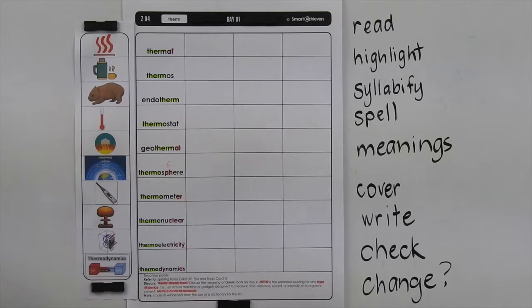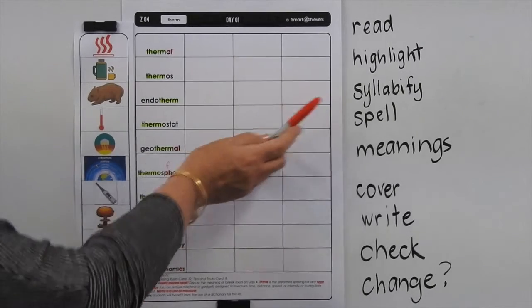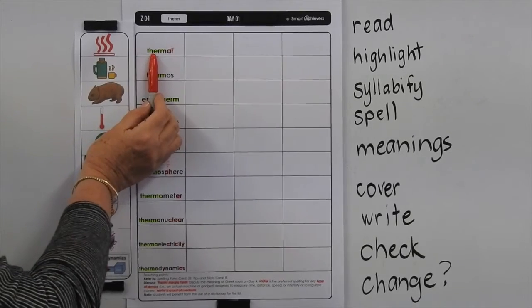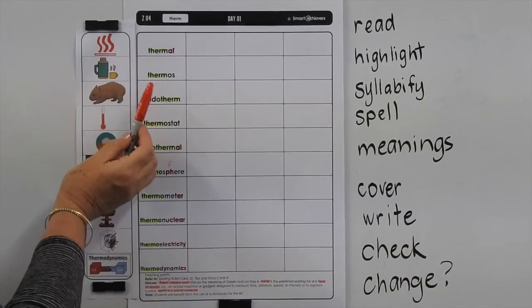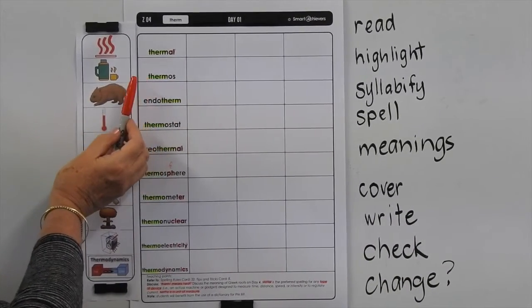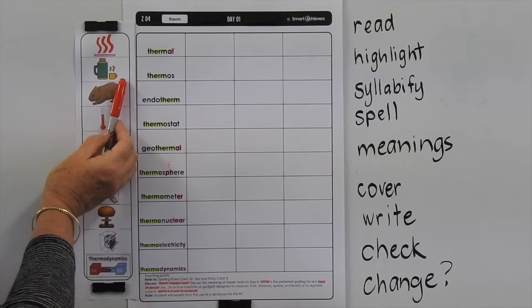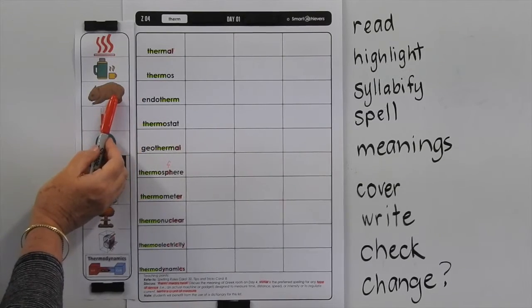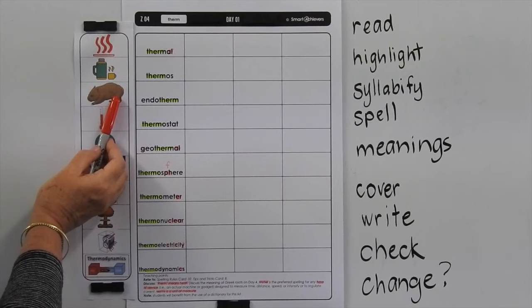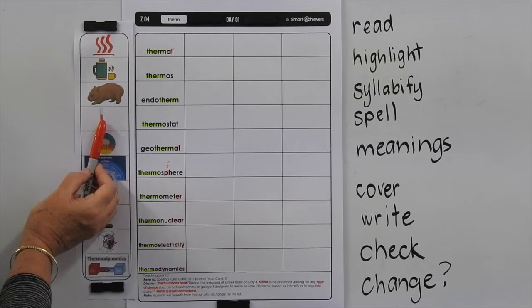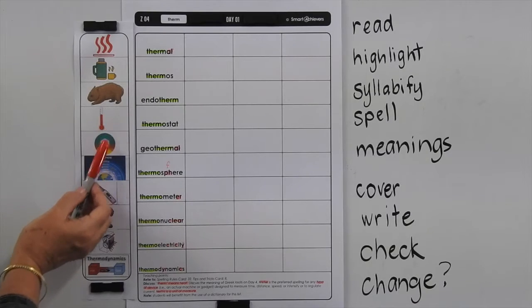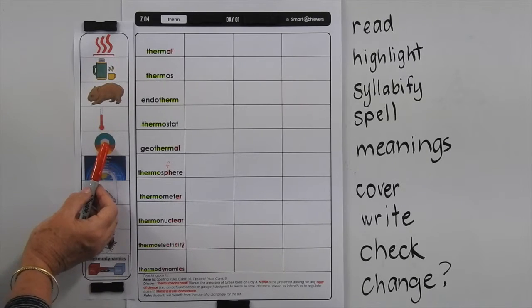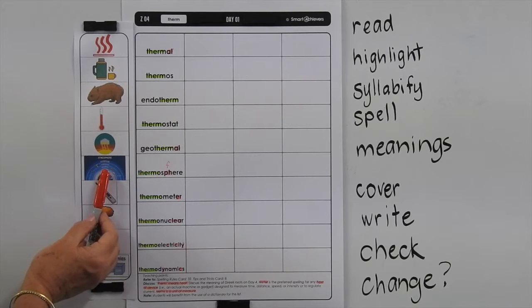Now let's go through and look at the meanings of these words. Hopefully by now you know how to syllabify them. Okay, thermal means caused by heat or temperature. Thermos is a container that keeps liquids hot or cold for a long time. Endotherm is an animal that produces heat internally. That means it's warm-blooded. Thermostat is a device used to regulate temperature. Geothermal is heat from the earth.